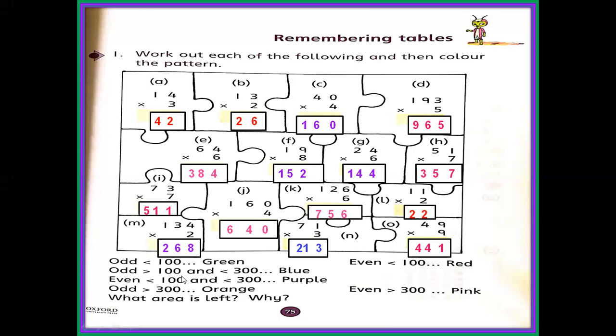Odd greater than 100 and less than 300. The number which is greater than 100 and less than 300 should be odd. Look at this one. This is more than 300, more than 300, more than 300, more than 300. Only this number 213 is more than 100 and less than 300, and odd, so blue. You color this one blue.